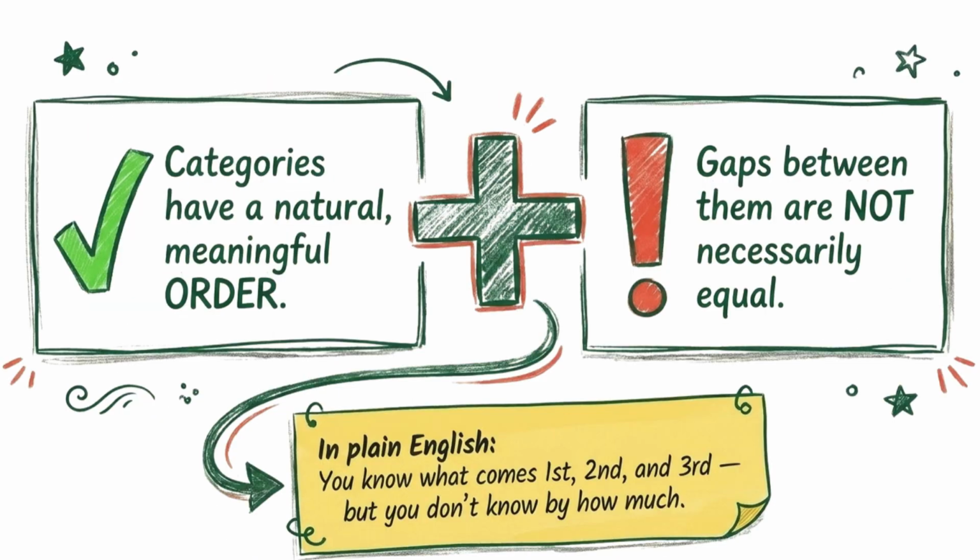The two defining properties. Ordinal data has exactly two defining properties. First, categories have a natural, meaningful order. Second, the gaps between those categories are not necessarily equal. In plain English, you know what comes first, second, and third, but you have no idea by how much.